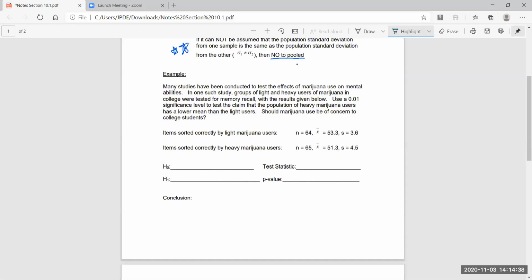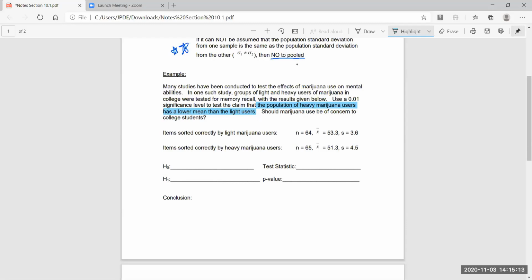This one says, many studies have been conducted to test the effects of marijuana use on mental abilities. In one such study, groups of light and heavy users of marijuana in college were tested for memory recall with the results given. Use a 0.01 significance level to test the claim. So here's our claim. Test the claim that the population of heavy marijuana users has a lower mean than the light users. And then it has a question here as well.